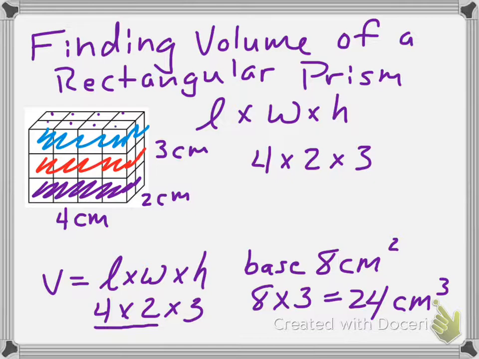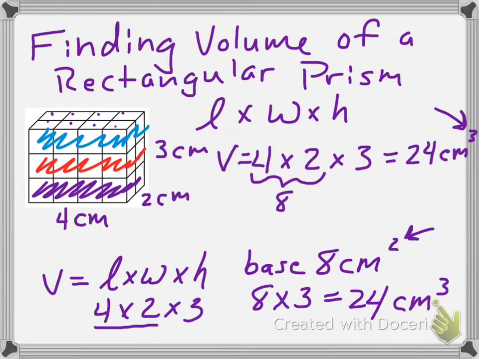So again, if we look at that original one up at the top here, our volume is equal to 4 times 2 times 3. That 4 times 2 is our base of 8, and then the 8 times 3 is 24 cubic centimeters. And area is always going to be squared. Volume is always going to be cubed.